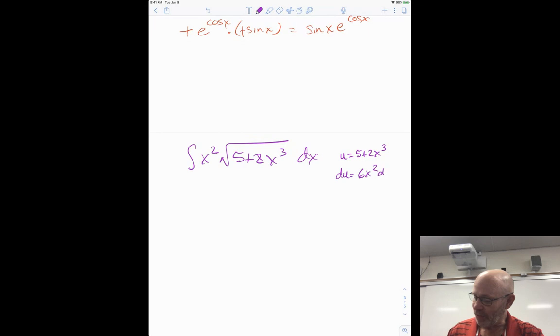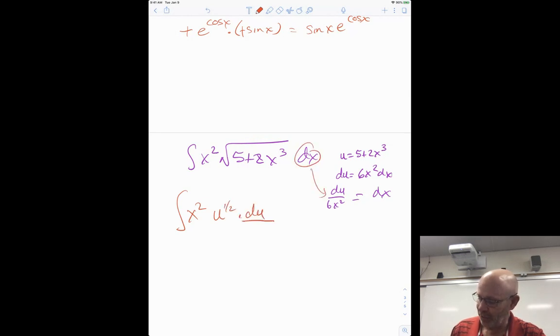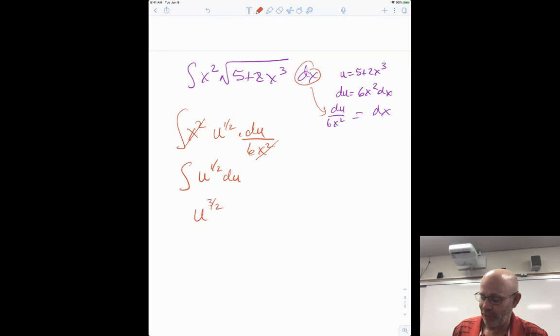So du is 6x squared dx. dx is du over 6x squared. So now when I come back here, I get x squared, I get u to the 1/2, and then this dx becomes du over 6x squared. Cancel, cancel. It doesn't always cancel out nicely. Sometimes other tricks are going to happen. I can't even prepare you for all the things that are going to happen in these things. Some are pretty straightforward like this one. Now you're just left with u to the 1/2 du. We integrate that, which is u to the 3/2 over 3/2, or times 2/3. And then we put the u back in, which is 5 plus 2x cubed to the 3/2.